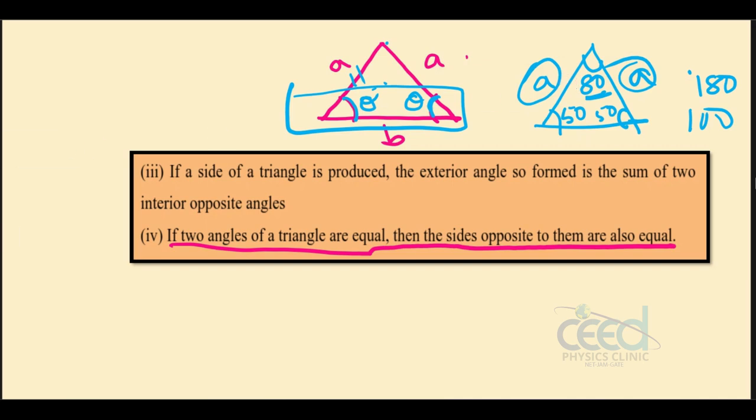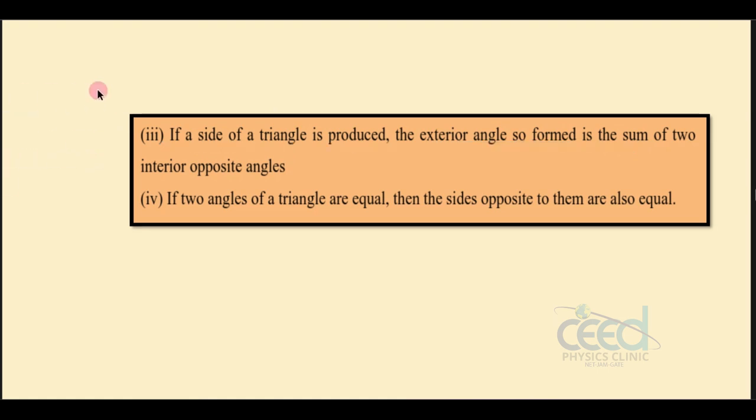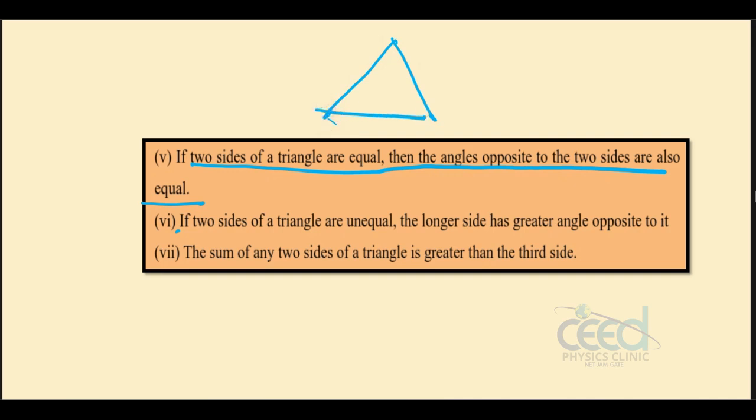Now let us go to another point. If the sides of a triangle are produced, the exterior angle, we already discussed. Another point: if two sides of a triangle are equal, the angles opposite those two sides are also equal. We already saw that.